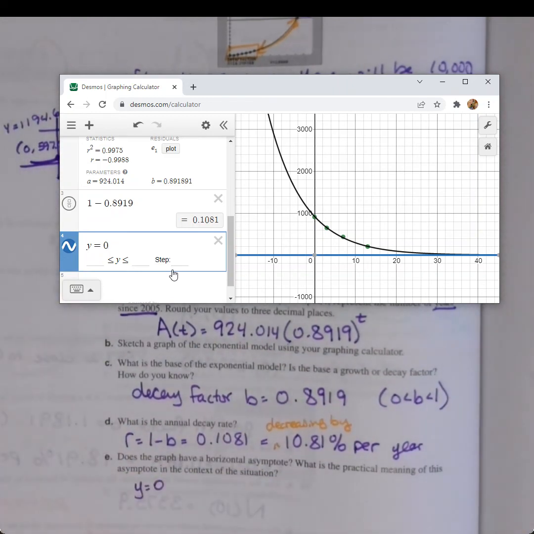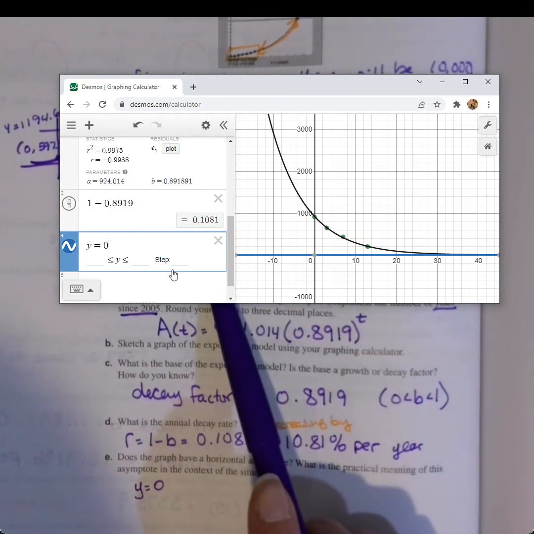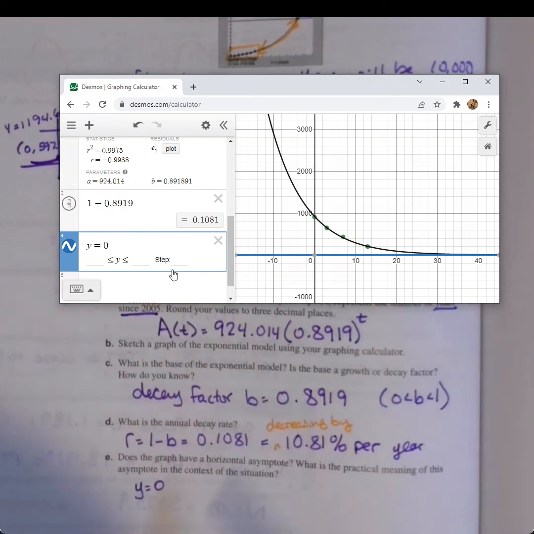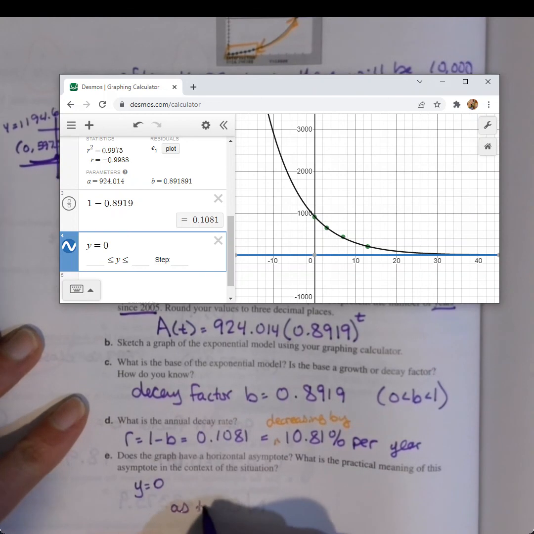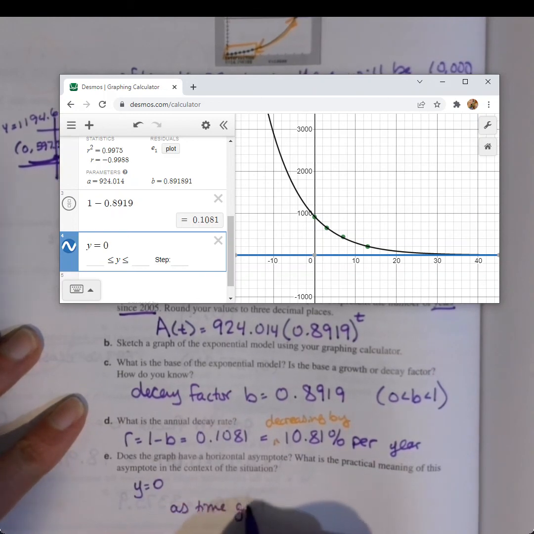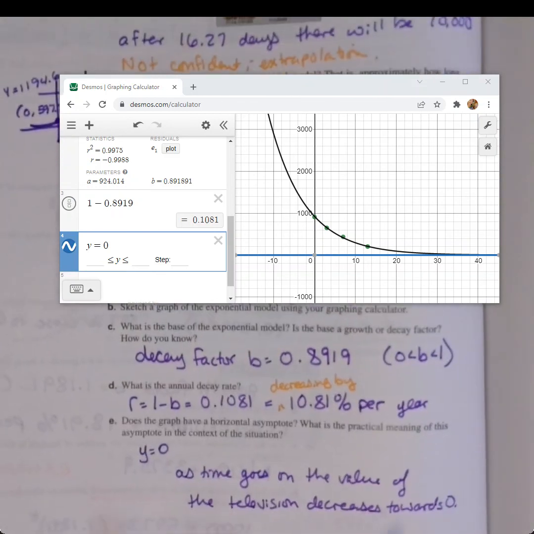So what does this mean in context of the situation? So we're talking about the average price of a 32-inch television. So it means that as time goes on, the value of the television decreases towards 0. There we go.